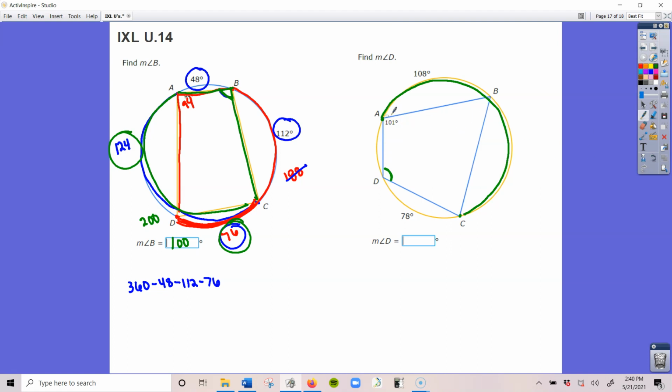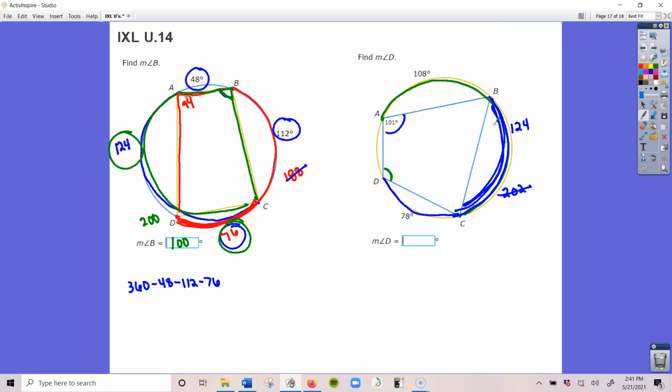So I'm going to look to see what angle I'm given. As you can see, we're given this 101, which intercepts this arc here. So the arc measure is double the angle measure. So if this is 101, that means that the arc is 202, the whole thing. But I have that this one is 78. So what I do is I'm going to subtract 202 minus 78, and I get that this one here is 124.